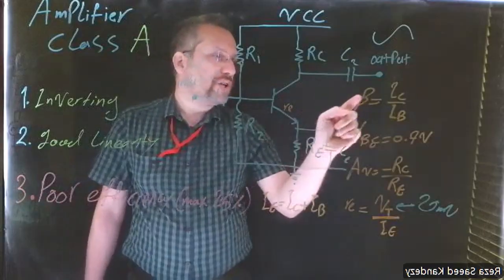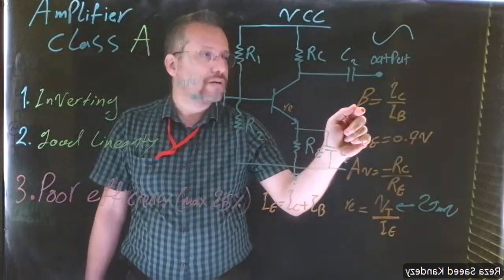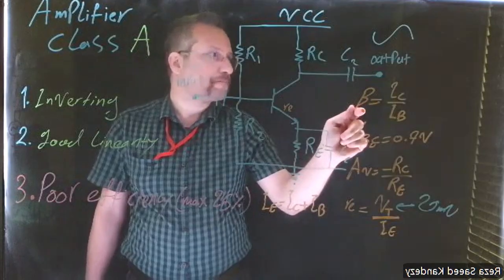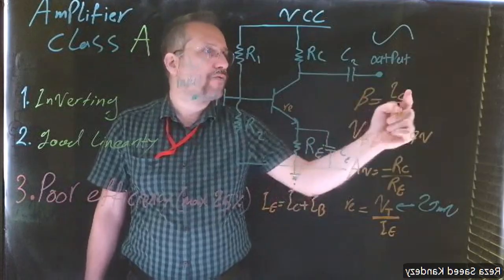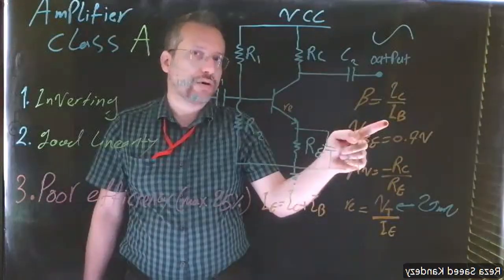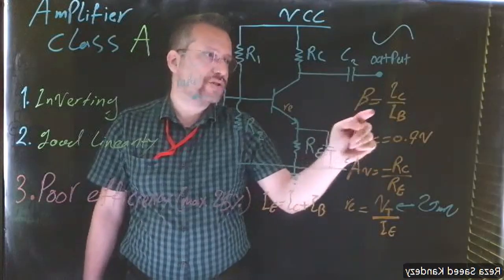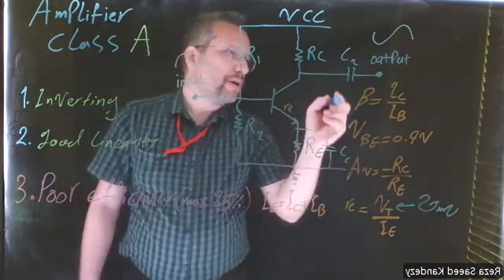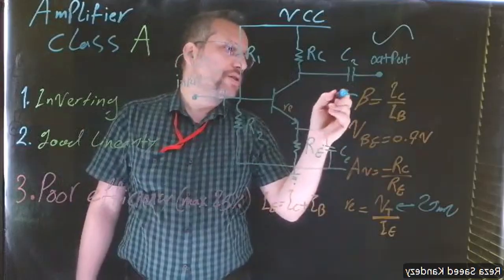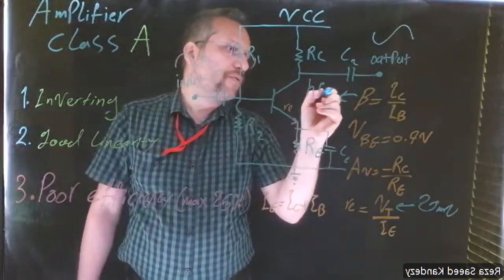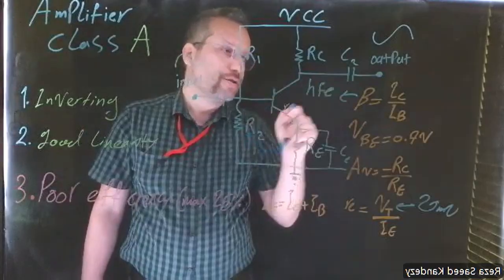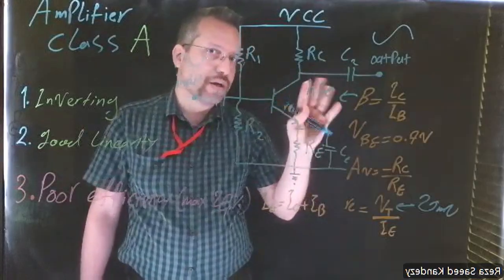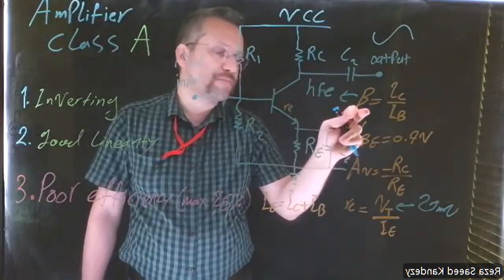We know a BJT has a beta coefficient, the Greek letter beta, which is the ratio of collector current to base current. This is one characteristic of a BJT. You can find in some datasheets that this beta is referred to as HFE. So do not get confused, this is the same as beta.